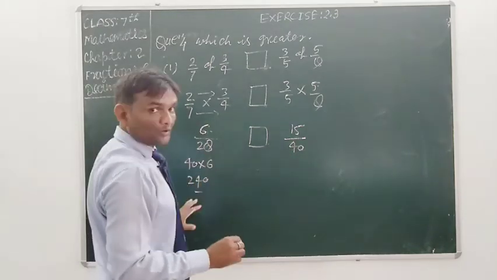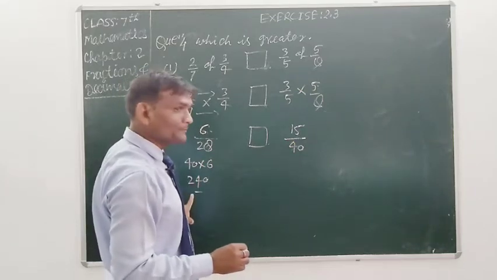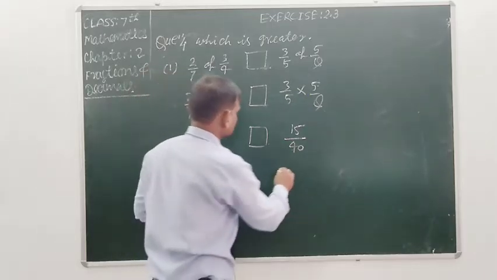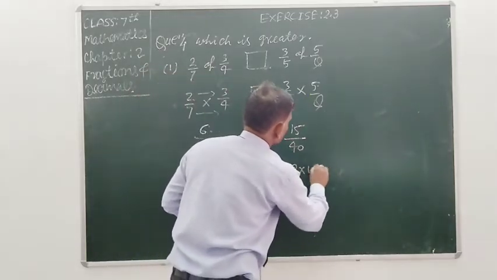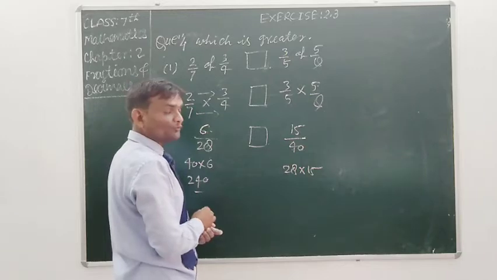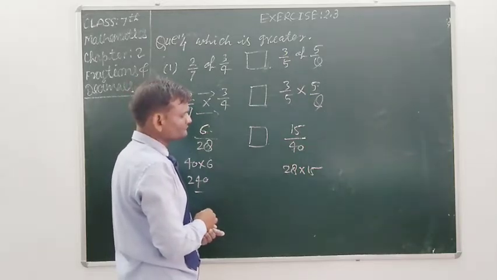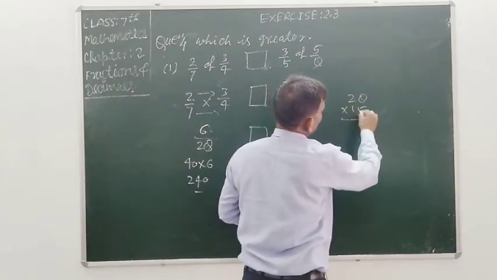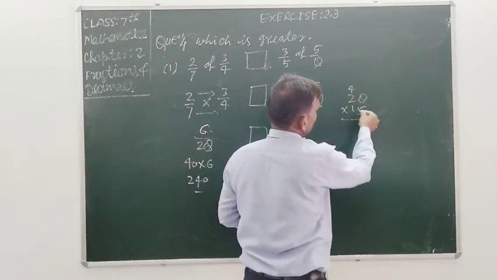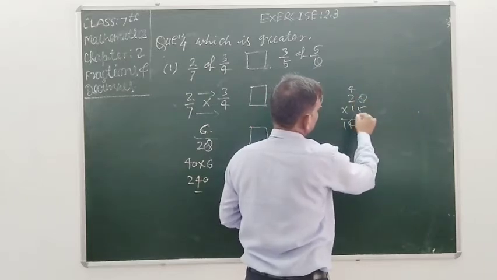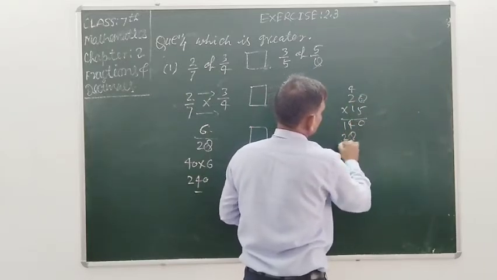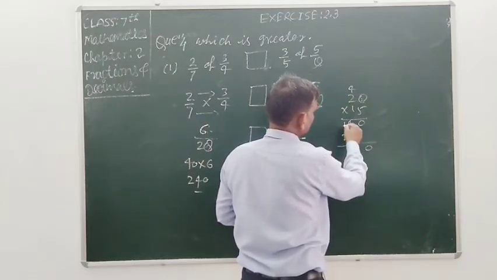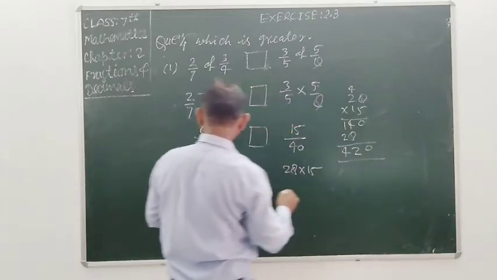240. 240 goes below 6/28, and 28 into 15. Multiply 28 and 15. 5 eights are 40, 4 is carry, 5 twos are 10, plus 4 is 14, 1 eight is 8, 1 two is 2, 0, 8, 4 is 12, 2, 1 is 3, 3, 1 is 4, 420.